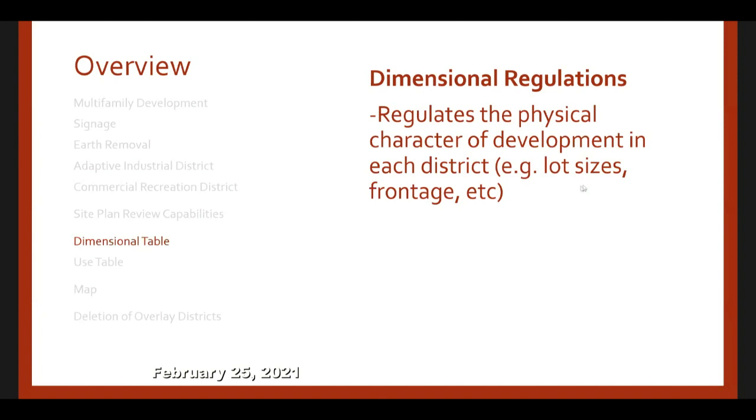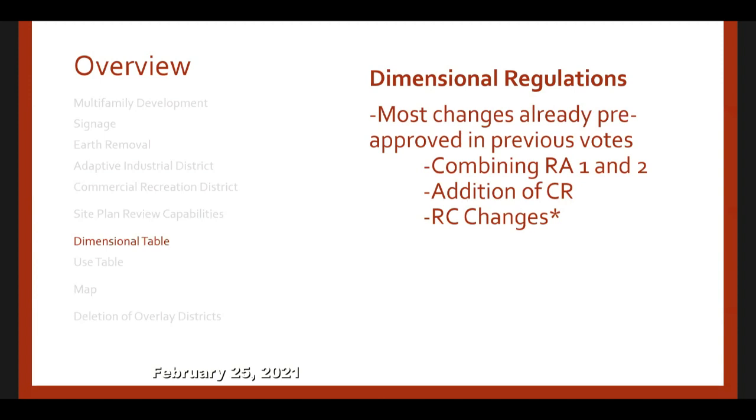We can move on. Okay, dimensional regulations regulates the physical character of development in each district, like lot sizes, frontage, etc. I did note, most of the changes were already pre-approved in previous votes. For example, the council already voted to combine RA1 and RA2. The council had just voted to add CR, although we'll be talking about it in more detail. And in bundle 2, the council also voted to make those RC changes in that most dense residential district.